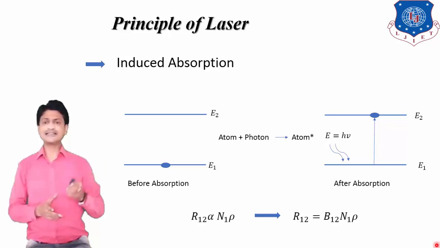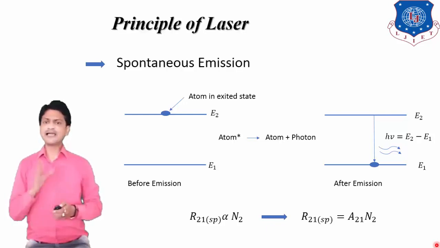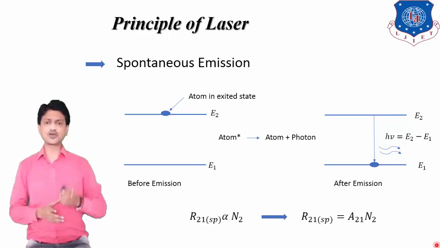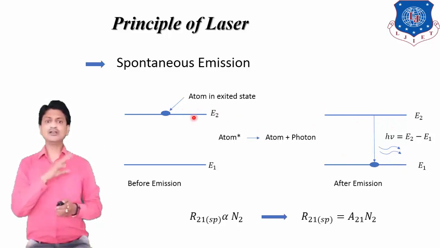Now, let's discuss the second process, that is spontaneous emission. By quantum mechanics, the lower energy level is more stable than higher energy levels, so electrons tend to occupy the lower energy level. Those electrons in higher energy levels decay into the lower energy level with the emission of electromagnetic radiation. Here you can see in the figure that it is a process in which there is an emission of a photon whenever an atom transits from a higher energy level to the lower energy level.